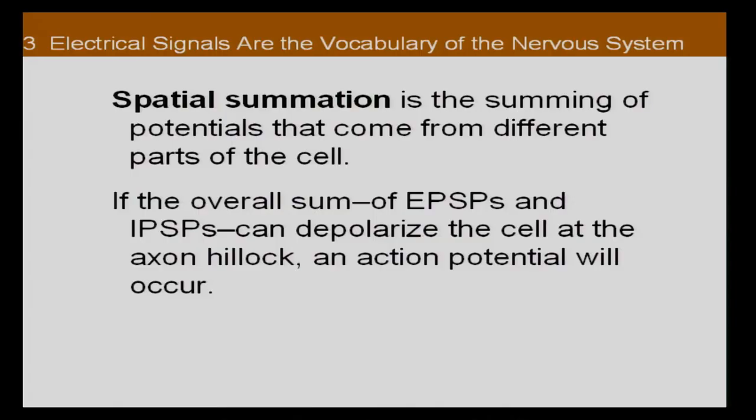Okay, there are two types of potential summation, local field summation in a cell, that I want you to understand. The first form of summation is called spatial summation. That is the summing of potentials that come from different parts of the cell, on different spatial parts of the entire cell. By cell, I mean the cell body and the dendrites. Where are those inputs coming in, and how do they summate? If the overall sum of EPSPs and IPSPs can depolarize the cell at the axon hillock, an action potential will occur. We've already talked about that.